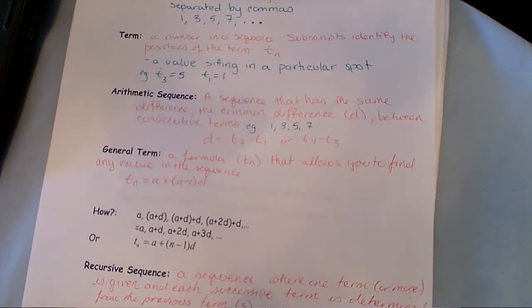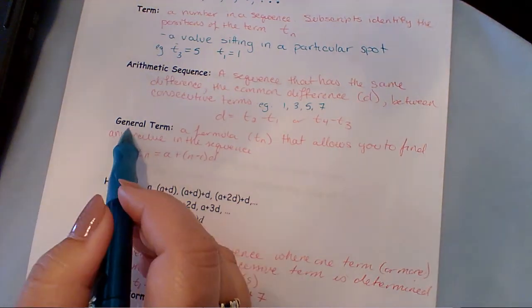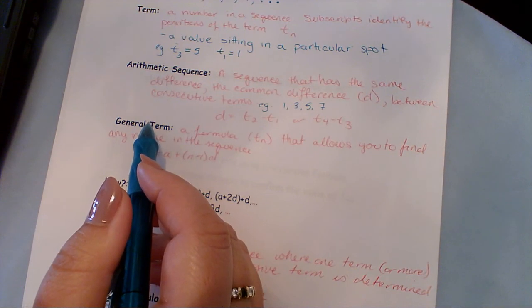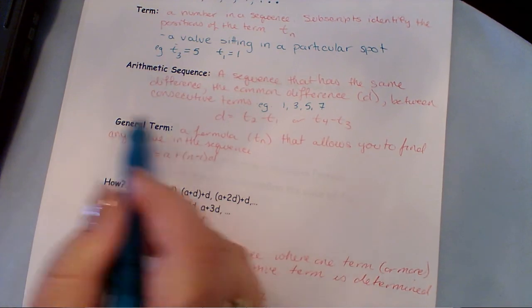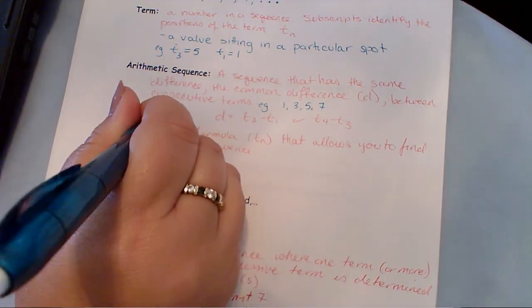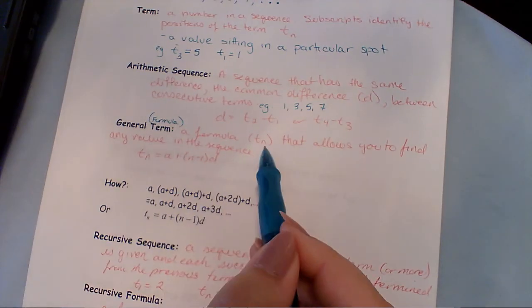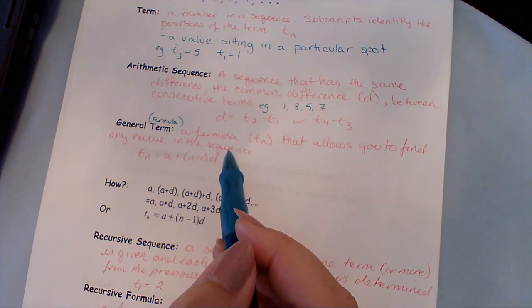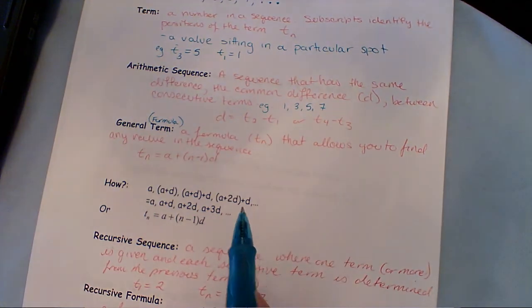Now, I'm not going to go through how it was found, but what we're trying to figure out is whether there is a general formula that will help us determine any number in any sequence. And the answer is yes. The general term, which is your general formula, is denoted by Tn, so it works for any position. It allows you to find any value in any sequence. That's why it's really good. So let's show how it actually came about.